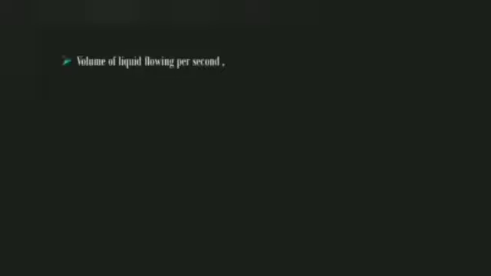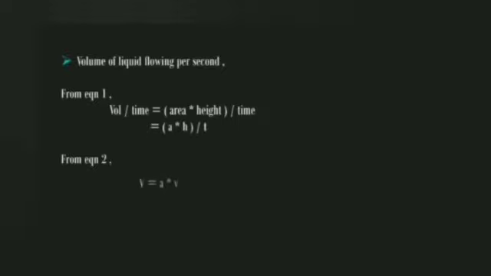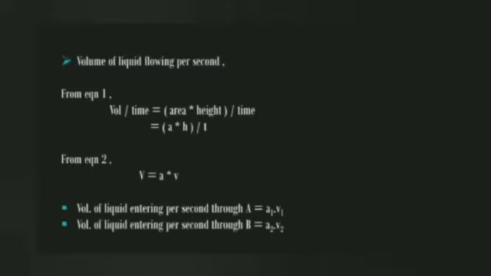Now from equation 1 and 2, the volume of the liquid flowing per second is equal to the product of area and velocity. That is, V is equal to A into V. From this, the volume of liquid entering per second through A is equal to A1 into V1. Similarly, the volume of liquid leaving per second through B is equal to A2 into V2.